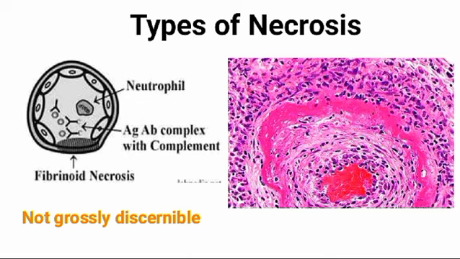Inflammation should be present. And this is the picture of fibrinoid necrosis in an artery in a patient with polyarteritis nodosum. The wall of the artery shows a circumferential bright pink area of necrosis with protein deposition and inflammation.